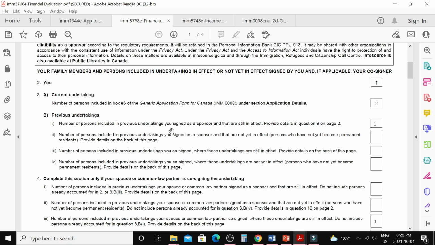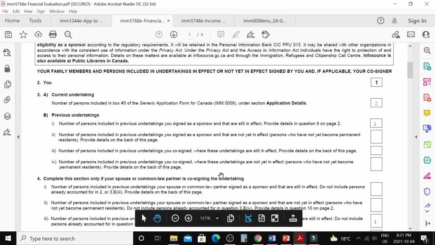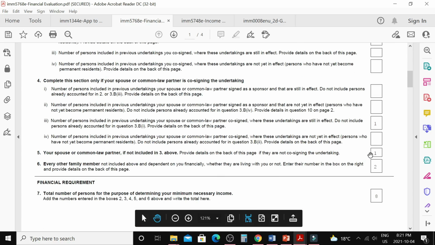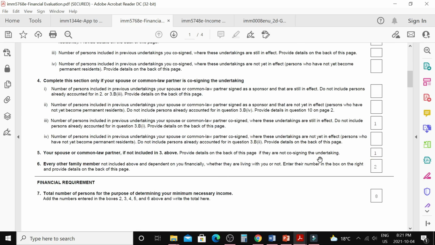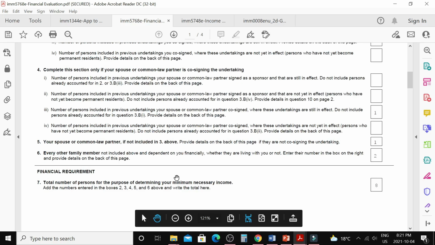So question number 5, your spouse or common law partner if not included in 3 above. So if you go here, you provide information about only the parents you are sponsoring now, and here only you, so you haven't provided any information about your spouse here. Then you can write about your spouse here, and if they are not co-signing the undertaking form, you can provide the information. We will provide it on the bottom page.